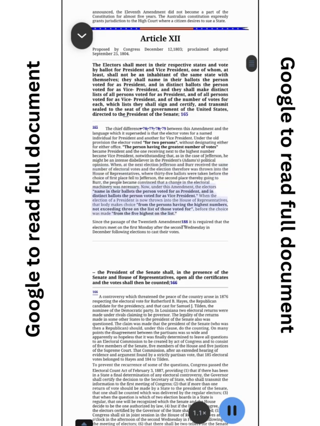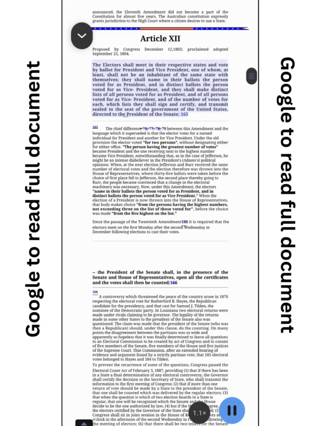Now, under this amendment, the electors name in their ballots the person voted for as president, and in distinct ballots the person voted for as vice president. When the election of a president is now thrown into the House of Representatives, that body makes choice from the persons having the highest numbers, not exceeding 3 on the list of those voted for; before, the choice was made from the 5 highest on the list. Since the passage of the 20th Amendment, it is required that the electors meet on the first Monday after the second Wednesday in December following elections to cast their votes.